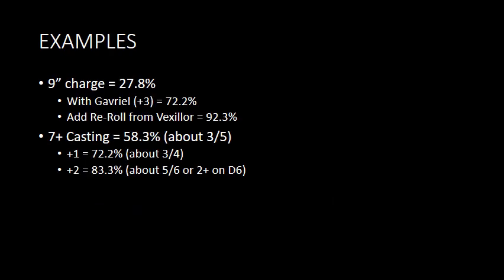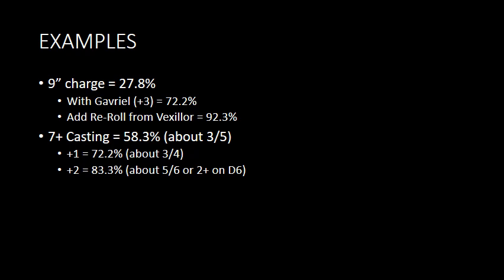Let's just look at some examples. Two different things that I've been looking at specifically with Stormcast. Typically, if they're doing some sort of deep strike move, they have to come in 9 inches or more away from an enemy unit. Now, a 9-inch charge has a 27.8% chance of success. So, there's really pretty good reason that GW set that at 9 inches.